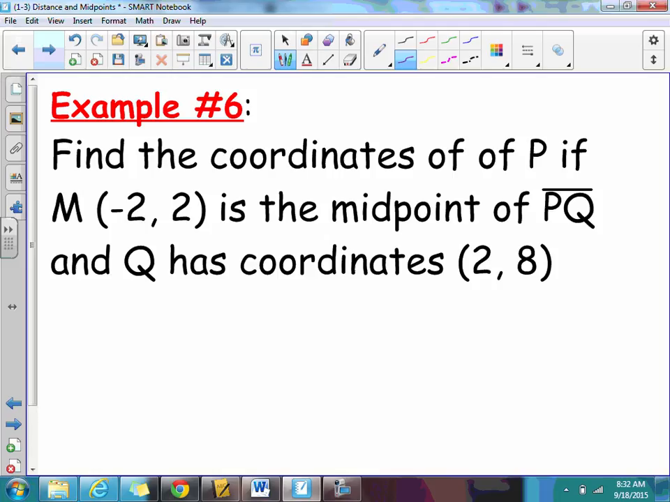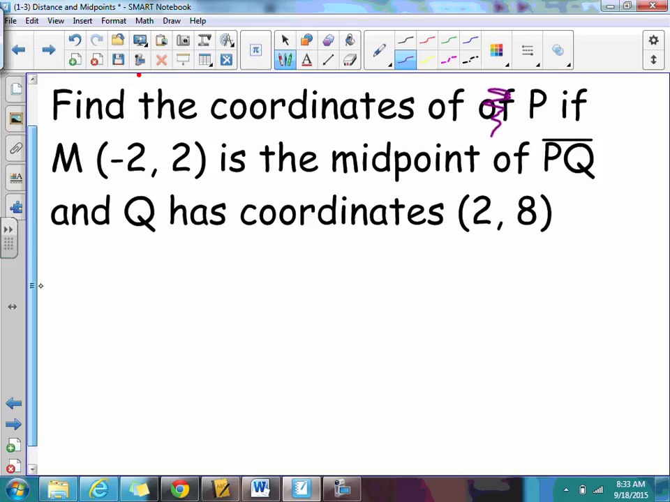So I'm going to make it a little fancier. Okay, they like to put these types of problems on standardized tests because you have to think a little more than just finding an average. So it says find the coordinates of P. If M is -2, 2 is the midpoint of PQ and Q has coordinates 2, 8.